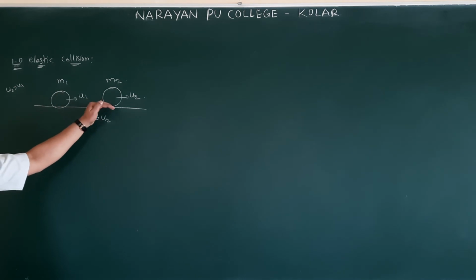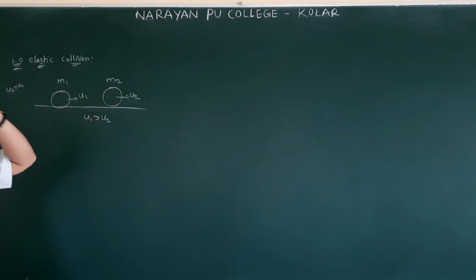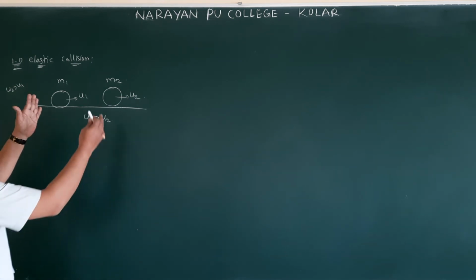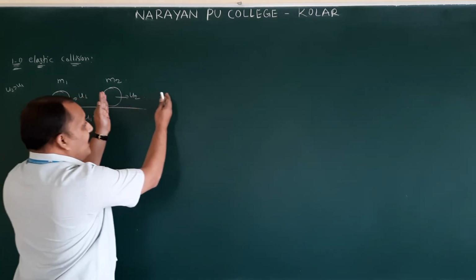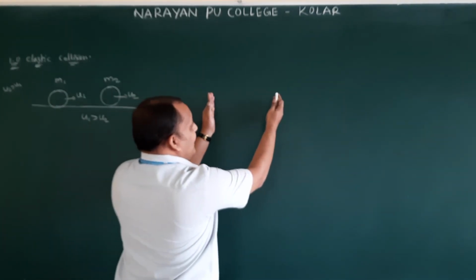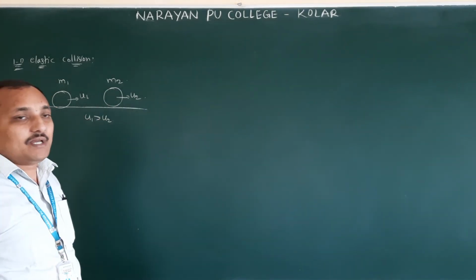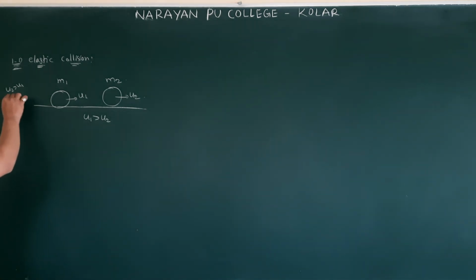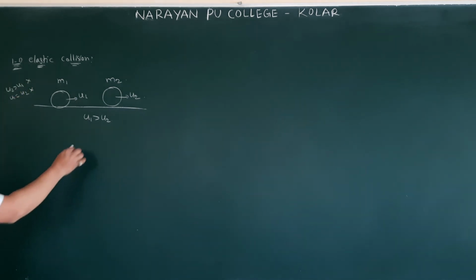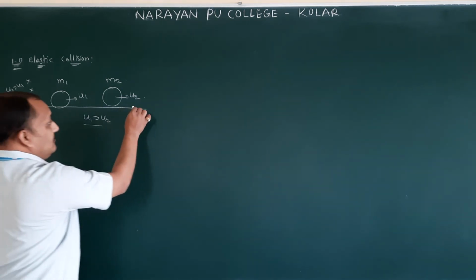That is nothing but u1 should be greater than u2. If u1 is equal to u2, then collision will not happen at that time also. Why? Because if u1 is equal to u2, the separation between these two objects will be the same, means distance between these two objects will remain same, because both are moving with same velocity. So u1 equal to u2 is not possible, u2 greater than u1 not possible. Only possible to get collision is u1 greater than u2.